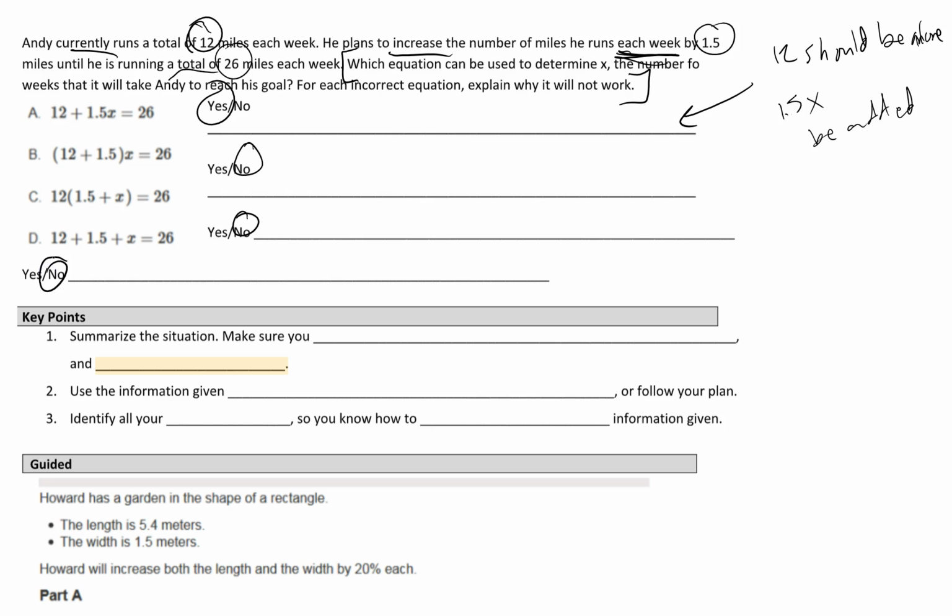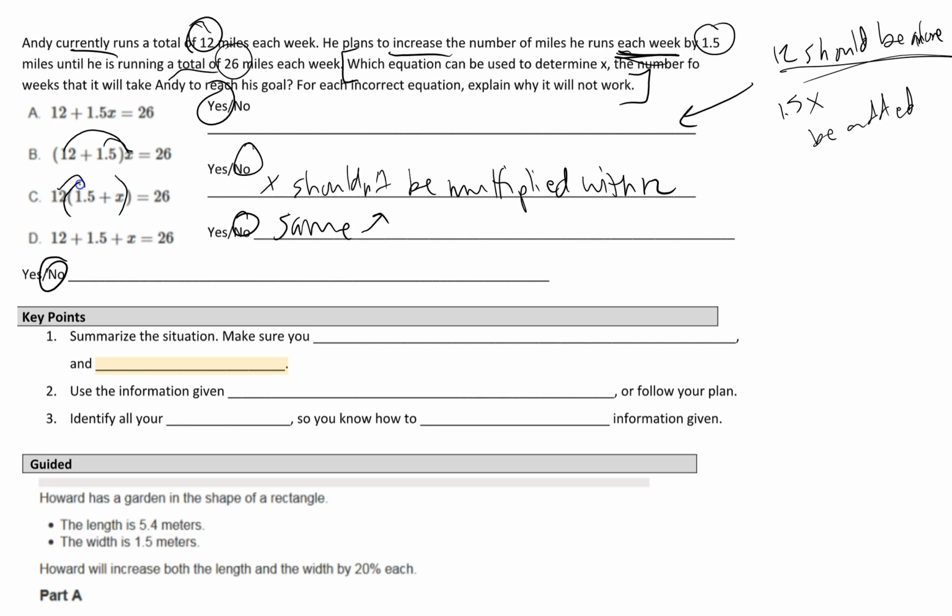So if I look at equation B, because there are parentheses here, this actually means that x is being multiplied by both. And we already said 12 should be by itself. So this one is wrong because x shouldn't be multiplied with 12. And we can actually say the same thing for the next one because, again, we have parentheses. So if we do 12 times 1.5 and 12 times x, no good. Also, another thing wrong with C, we have 1.5 plus x, not times.